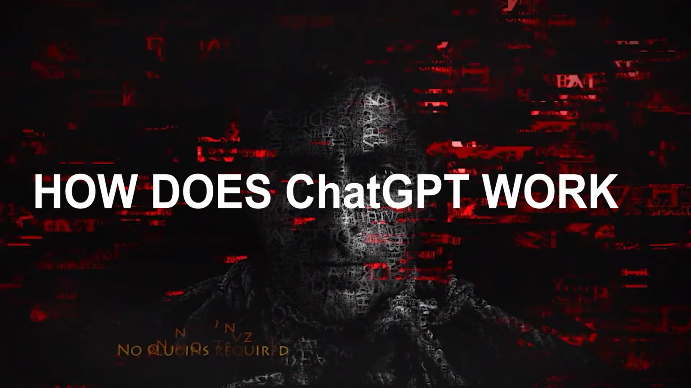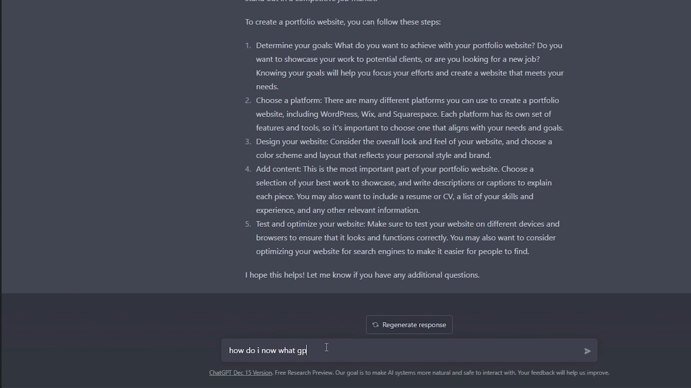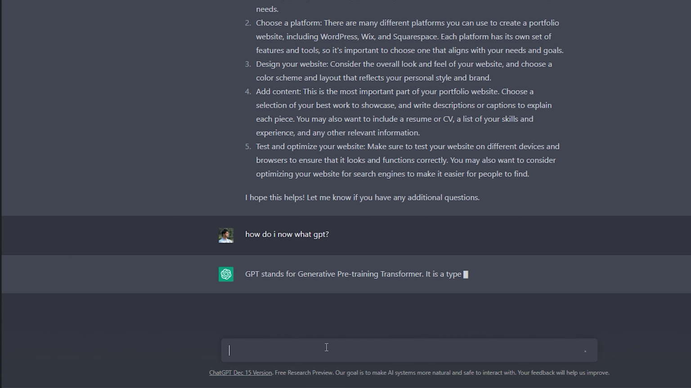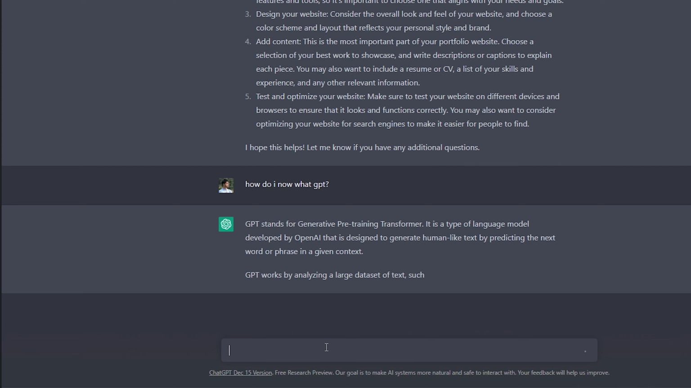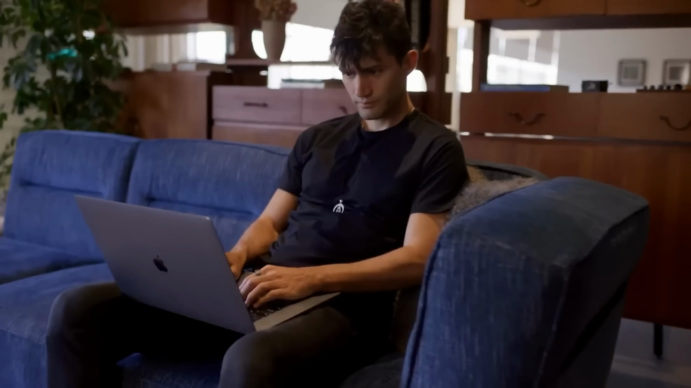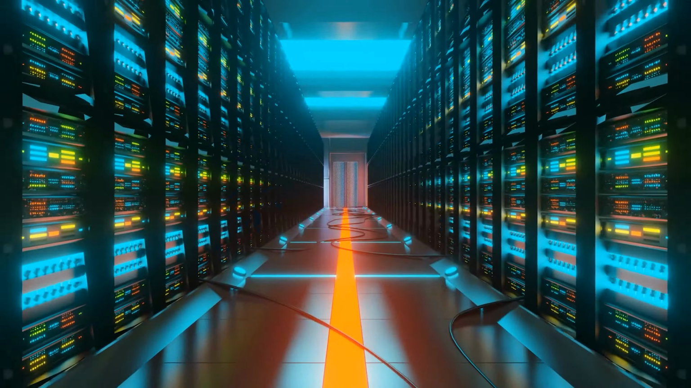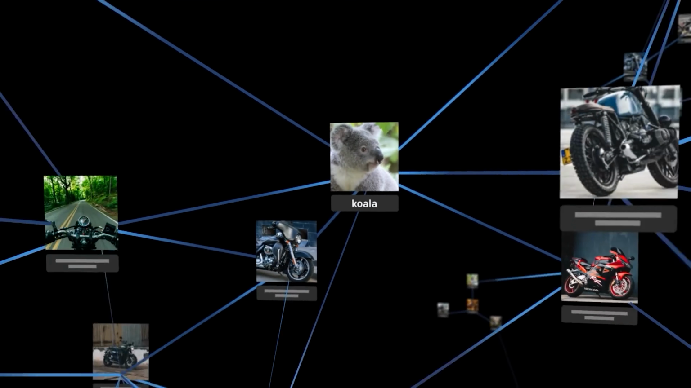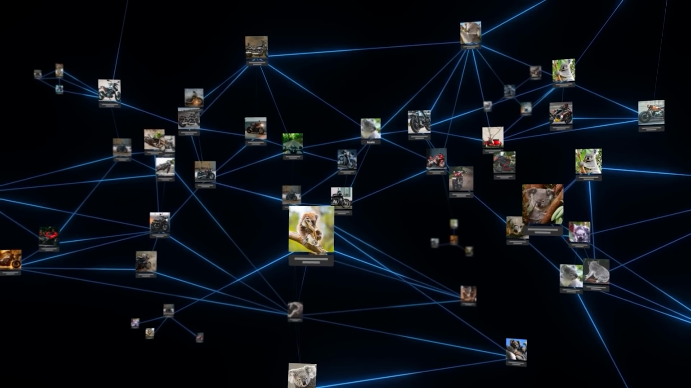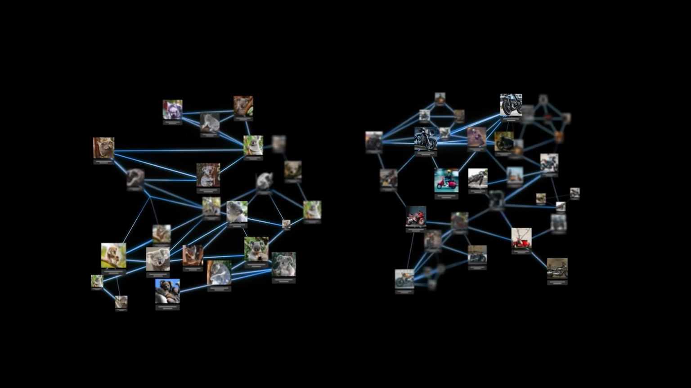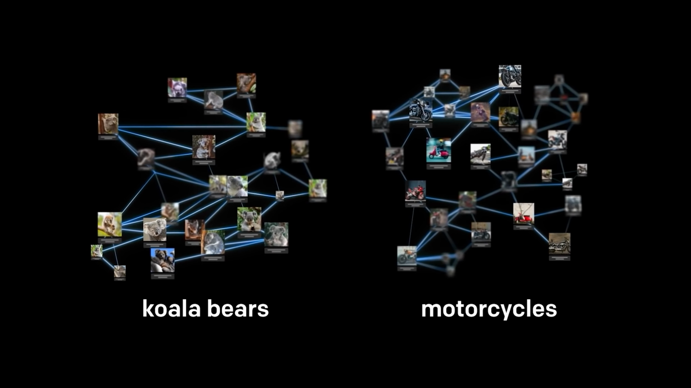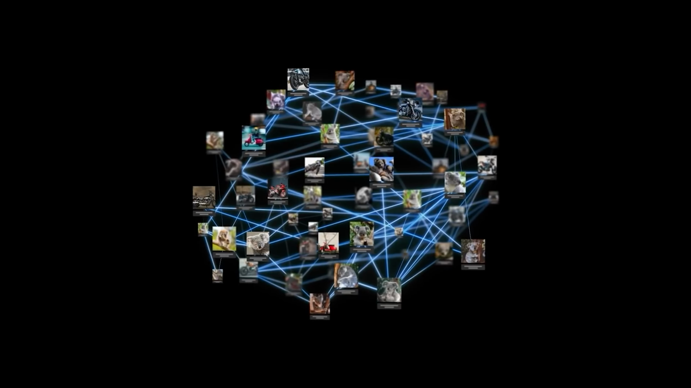So how does ChatGPT work? At a high level, ChatGPT works by processing input text and generating a response based on that input. It does this by using a combination of machine learning algorithms and a large dataset of human-generated text. The process starts with the input text being fed into the ChatGPT model. The model then analyzes the input and uses its knowledge of language patterns to generate a response. This response is then outputted to the user.